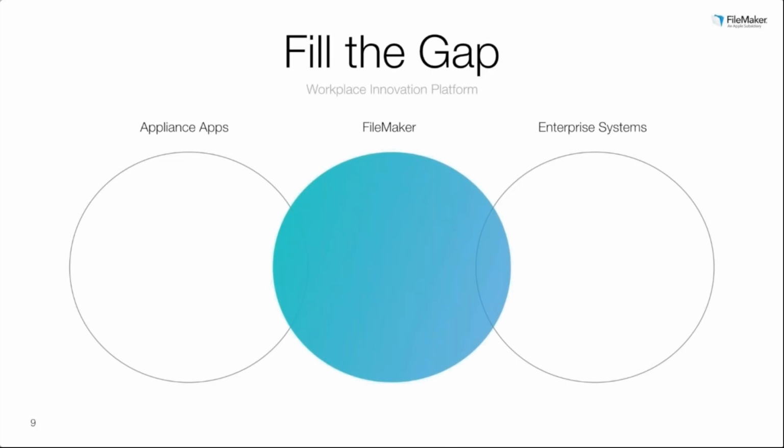FileMaker's Workplace Innovation Platform is built to actually fill that gap between appliance apps and enterprise systems. So your business needs change, and it's your right to have a tool that has the flexibility and speed to change with them. So the point is, you're not just getting the right starting point with a template, but you're also getting the right platform.